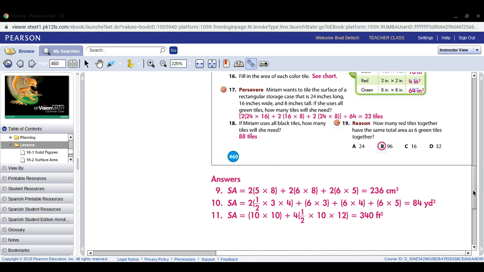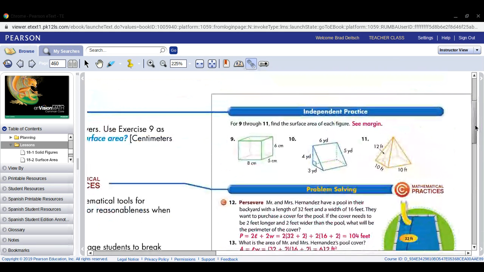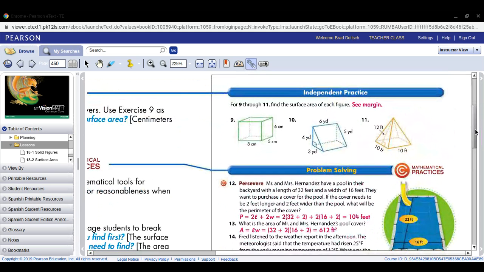So again, if you guys want me to show any of these, just let me know what numbers, and I'll show it on the dot cam later today.